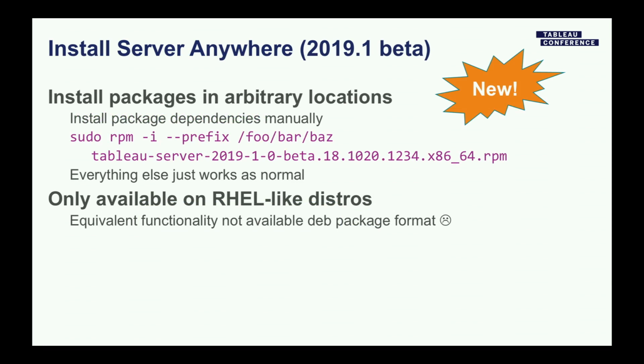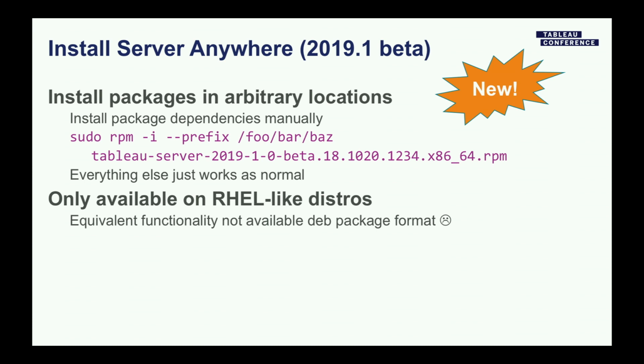Now, as I alluded to earlier, in the 2019.1 beta, we now allow you to install server anywhere you'd like. So you can install packages in arbitrary locations. The caveat here is that you have to install the package dependencies manually, and that's because the RPM command just doesn't do the automatic package dependency installation. So the only difference here is you use the RPM command and use this --prefix command line flag, and then you pass any path you want there, and you can install your package anywhere you want on your system.